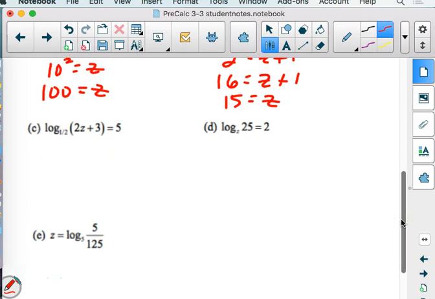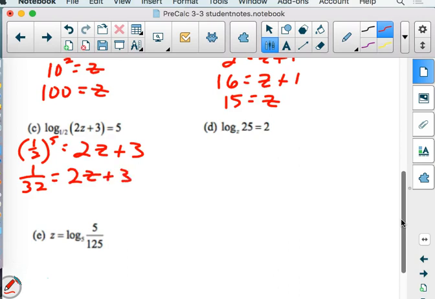Let's see. So 1/2 to the 5th equals 2z plus 3. So can we distribute the 5? Yeah, because there's pure multiplication and division in parentheses, we can distribute. So 1 to the 5th is 1, 2 to the 5th is 32. Hey, that's no problem.